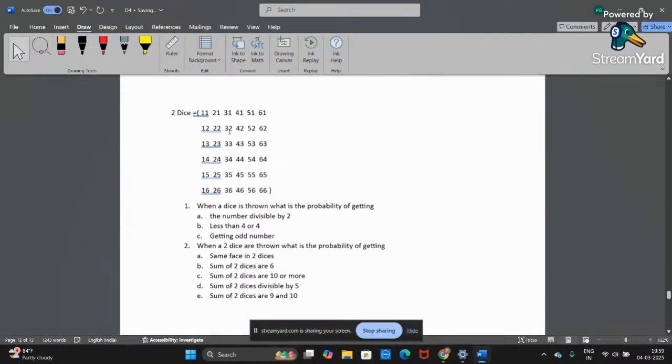So let's solve the problems on dice. See here, when 2 dice are rolled, we'll get 1 1 or 2 1 or 3 2 or 2 3 or 6 6. These are the outcomes we are getting when 2 dice are rolled. Okay, now let's solve. When a dice is thrown, what is the probability of getting a number divisible by 2? What is the answer for this?